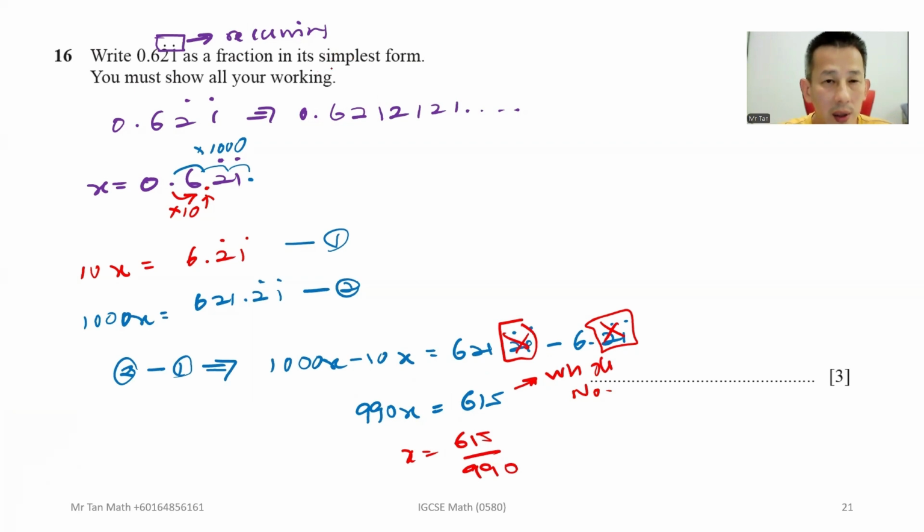That is the fraction, and then you need to read the question. It says in simplest form, so just check whether it can be simplified. Yes, you can. You simplify, and you should get 41 over 66.